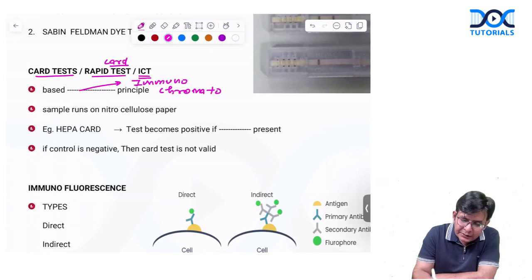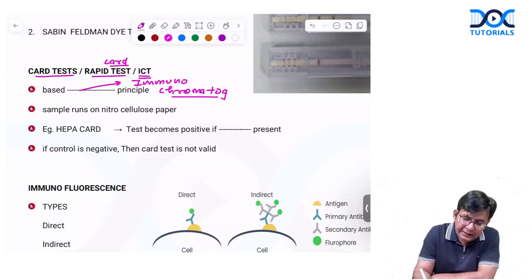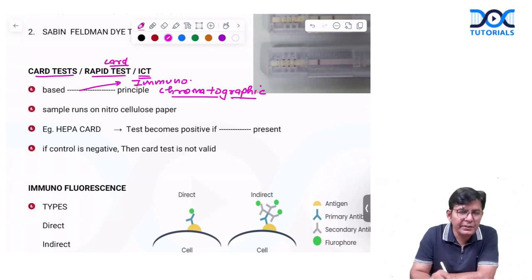So immuno means antigen-antibody interaction, chromato means color, and graphy means paper. So the antigen or antibody produces colors while moving on a paper. And which paper do we use here? Nitrocellulose paper. Okay, which particular paper do we use here?